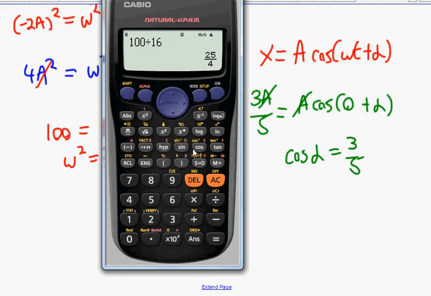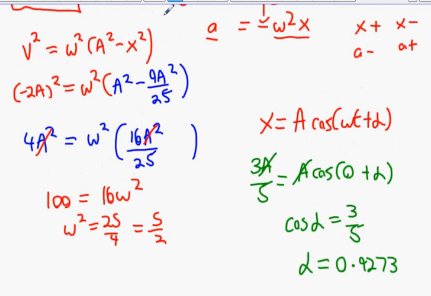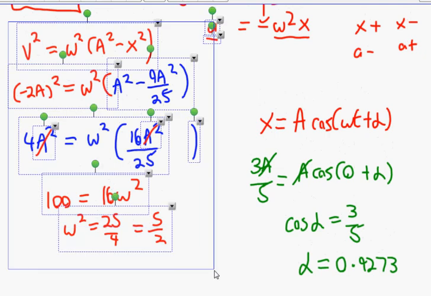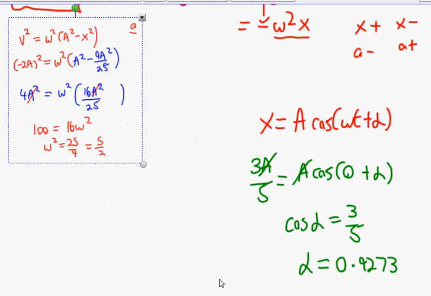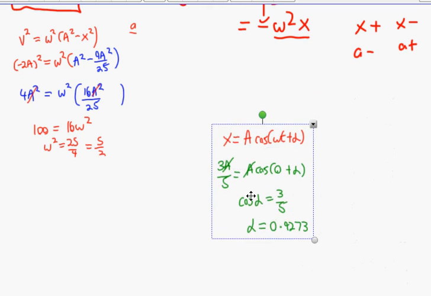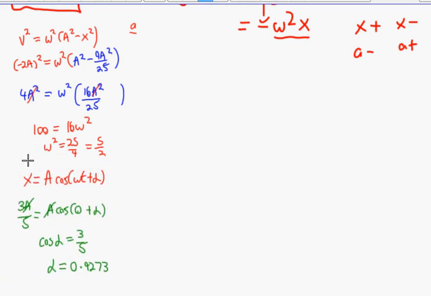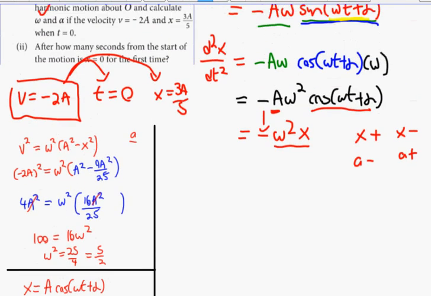Cos inverse 3 over 4, guys, or 3 over 5. What do you get? 0.9273. So far, I have found out what omega is, and I've also found out what alpha is. So, you go there. Now, next part.